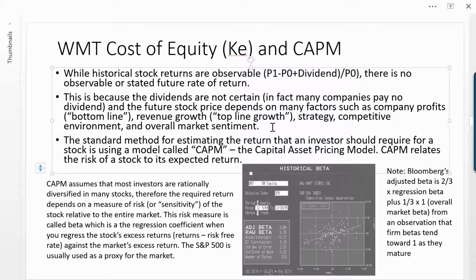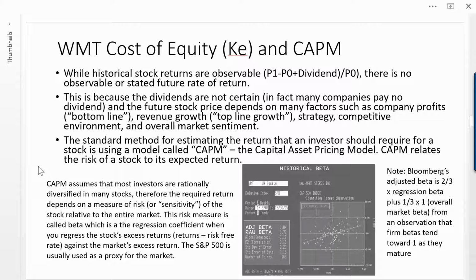So you can't necessarily just look at historical returns of a stock or estimate the price of a stock and future dividends. What financial professionals generally use as a model to estimate the expected return of a stock in the future is called CAPM, the Capital Asset Pricing Model. CAPM is a model that relates the risk of a stock to its return. So let's talk about this CAPM model, one of the most famous models in finance.